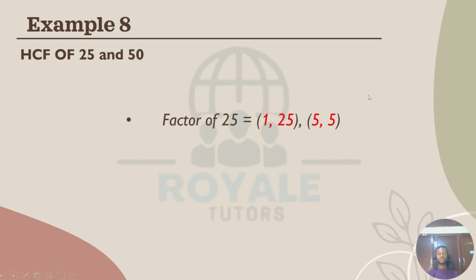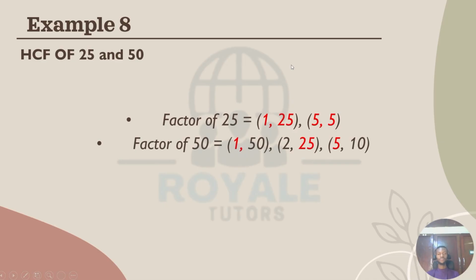So the factors of 25 are 1 and 25, 5 and 5 to give 25. Then the factors of 50, we have 1 and 50, we have 2 and 25, we have 5 and 10 to give us 50. Now what are the numbers, that is the factors, that are common to the two of them?